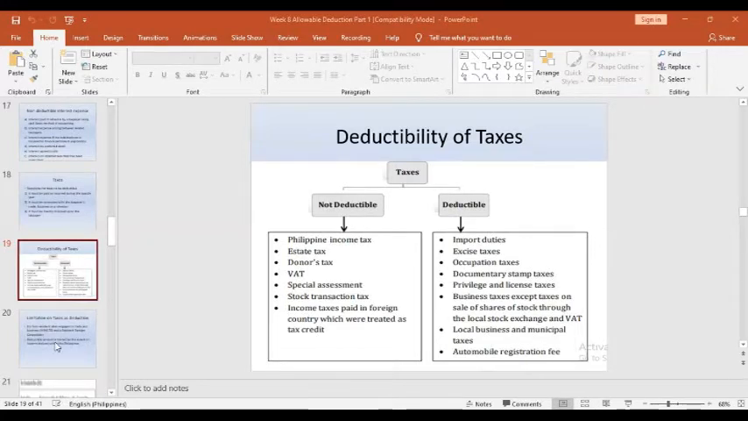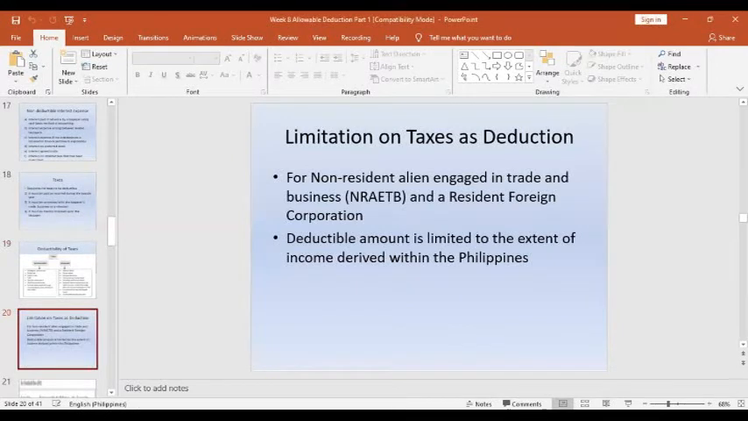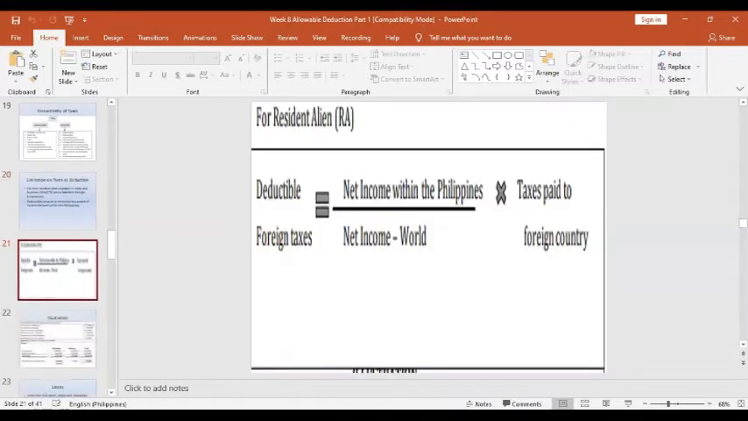Okay, please take note that taxes also have limitations as an allowable deduction to the gross taxable income. For the non-resident alien engaged in trade or business, the resident foreign corporation, and also the resident alien, the tax deduction allowed for those classifications of taxpayers is limited only to the income derived within the Philippines. So how do we compute the deductible foreign taxes? We compute the net income within the Philippines divided by the net income within and outside the Philippines, multiplied by the tax paid to the foreign country.